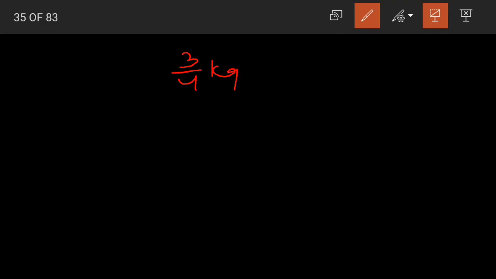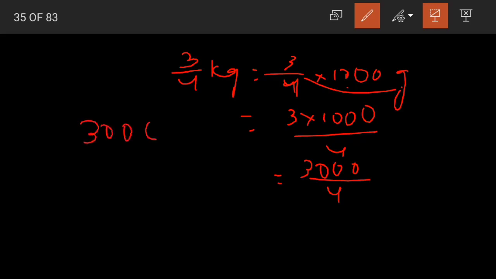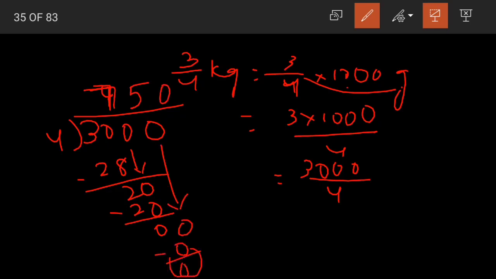3 by 4 kg is equal to 3 by 4 into 1000 grams. 1 kg is equal to 1000 grams. Yes. Again multiplying the numerators, 3 into 1000 divided by 4. That is equal to 3000 divided by 4. Now when we divide 3000 by 4, we have 4 sevens are 28. When we subtract, 2 is remaining, 0 brought down, 4 5s are 20. When we subtract, 0 is remaining, 0 brought down, 4 zeros are 0. When we subtract, 0 is the remainder. What is the answer, children? 750. And what is the unit of measurement?